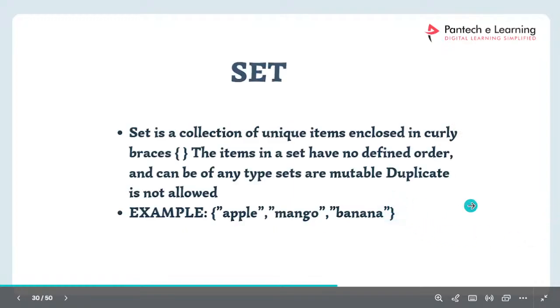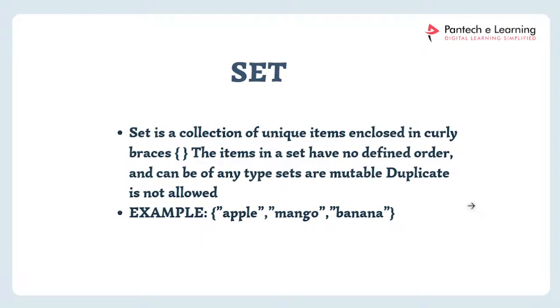So next we are entering into the set. A set is a collection of items in curly braces. List has square brackets, tuple has parentheses, and set has curly braces. The flower bracket is called curly braces, and set is the opposite of list and tuple.